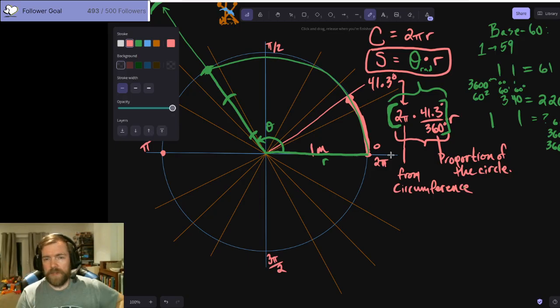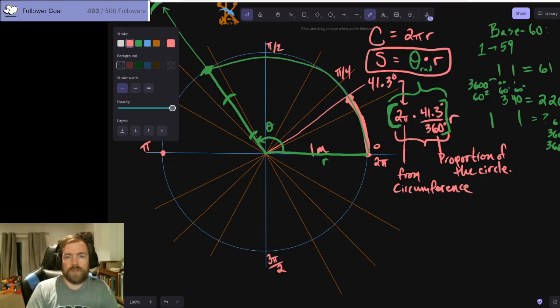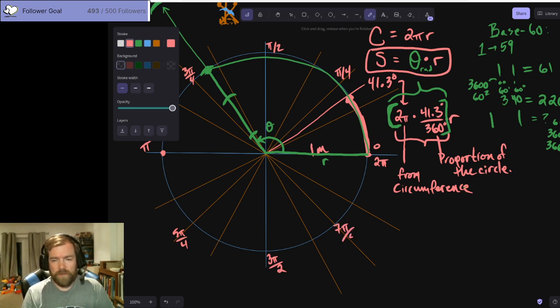And then we could split that again in half. So we end up with pi on 4 here. 2 pi's on 4 is pi on 2. 3 pi's on 4 is over here. 4 pi's on 4 is pi. 5 pi's on 4 is over here. 6 pi's on 4 is down at the bottom. That's 3 pi over 2. 7 pi over 4 is here. And 8 pi over 4 is back to 2 pi again.